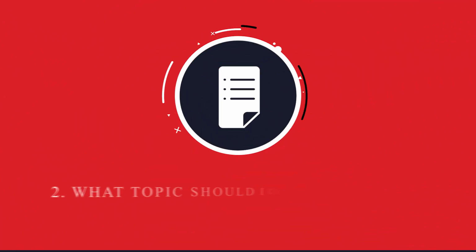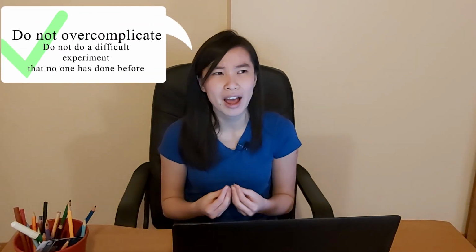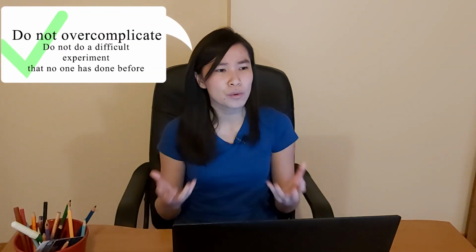Question 2 is, what topic should you choose? And this is a question that troubles so many IB students worldwide every year. And the truth with IAs is IAs are very different from EEs in the fact that you tend not to have to do something difficult. You don't have to do something that no one's done before. On the contrary, you should do something that many people have done before.